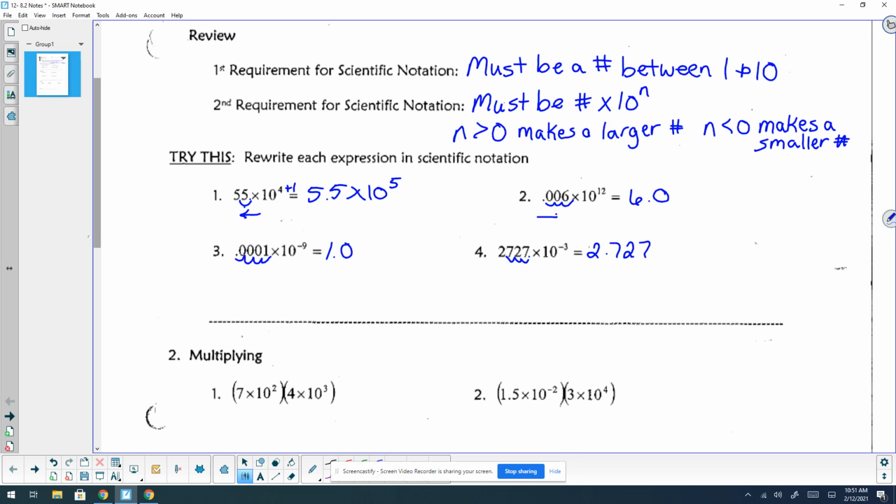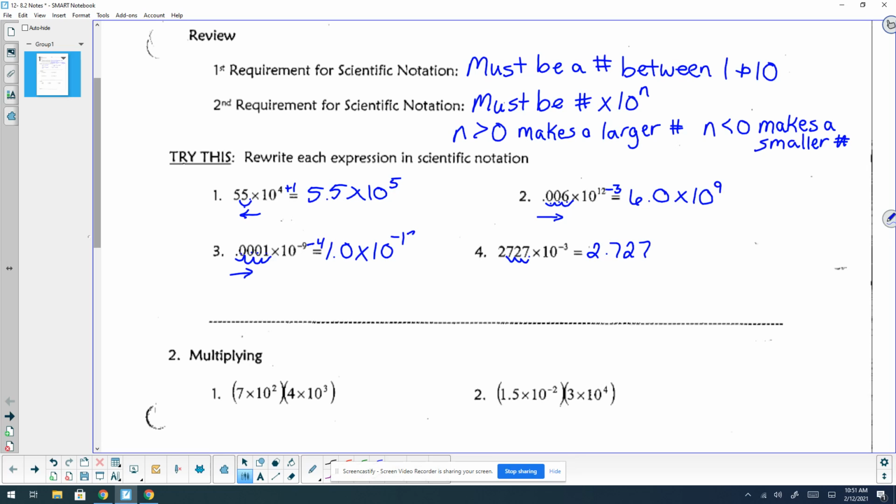In problem 2, I'm moving to the right 1, 2, 3 places. So that's actually going to decrease my exponent by 3. So I end up with 6.0 times 10 to the 9th power. On problem 3, I'm moving to the right, so I would decrease by 1, 2, 3, 4 places. So this would be 1.0 times 10 to the, what's negative 9 minus 4?